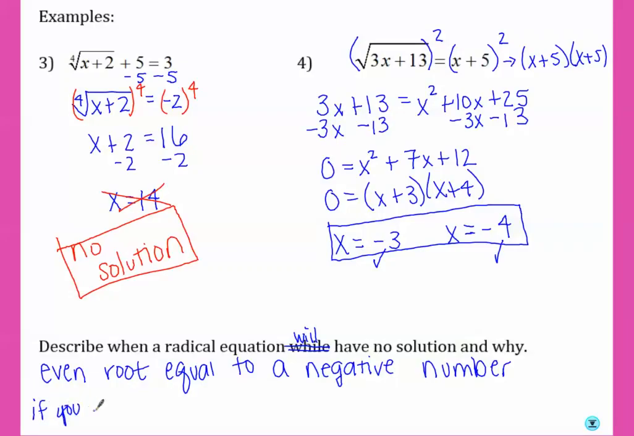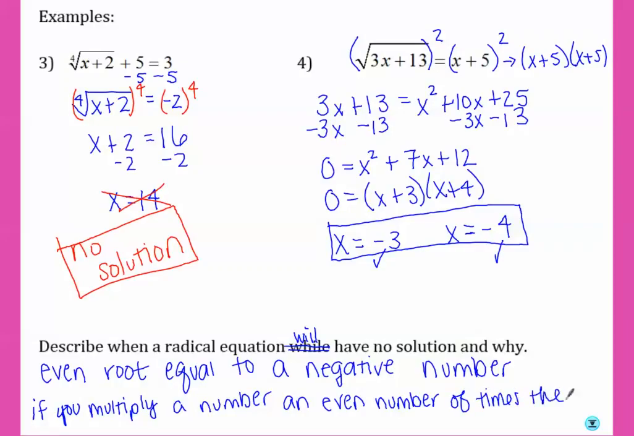If you multiply a number an even number of times, the answer will always be positive. So if we multiplied negative 3 6 times, it's going to come out to be a positive number. Negative 80, if we multiply it 8 times, it's going to come out with a positive answer. So that's why we know if we have an even root, it has to equal a positive number.